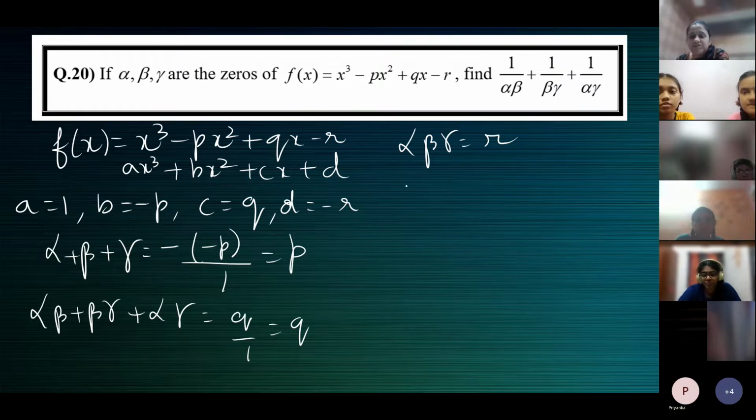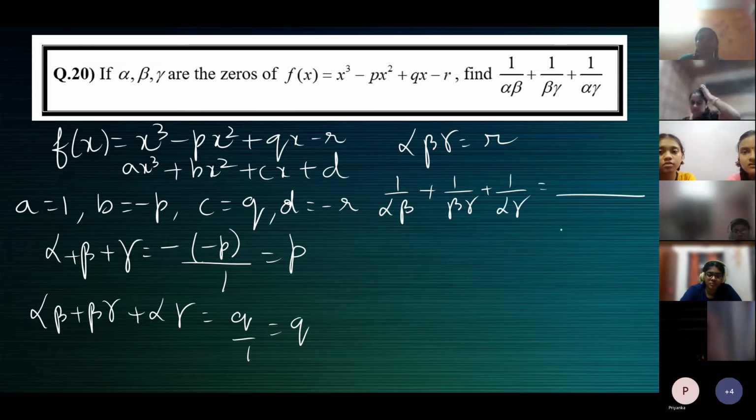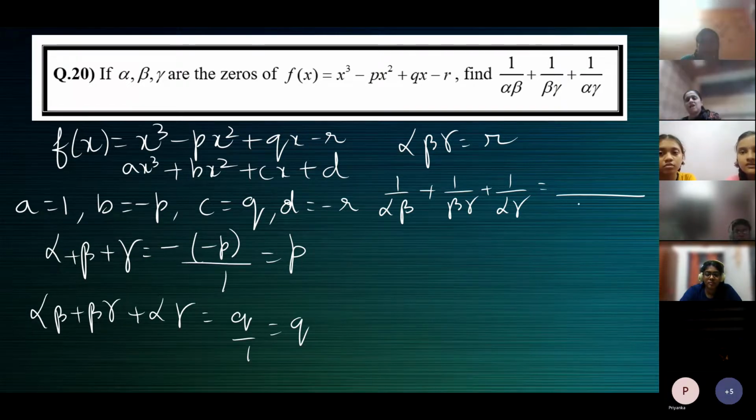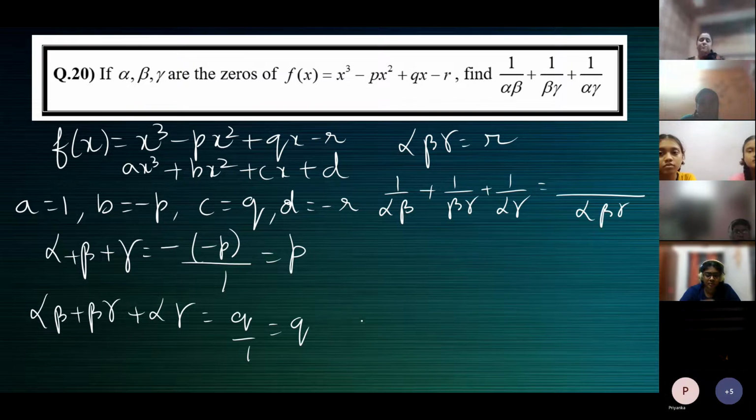Don't write anything. What's the LCM of alpha beta, beta gamma, and alpha gamma? No, I asked you what's the LCM of the denominators. Alpha beta gamma. Alpha beta gamma is the LCM. The LCM of alpha beta, beta gamma and alpha gamma is alpha beta gamma.